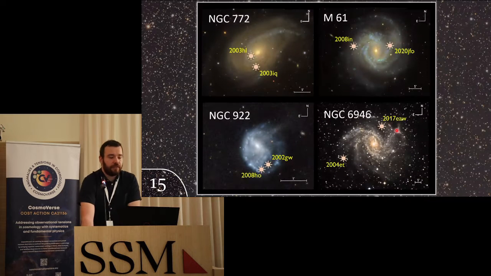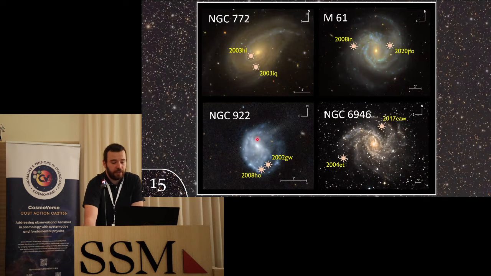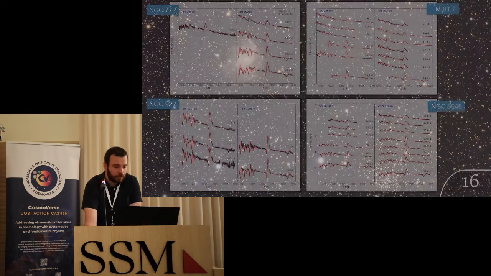We performed this test using a literature sample from 4 host galaxies. You can see here an image of the 4 host galaxies with 2 of the supernovae in each of them. These are all nearby host galaxies. This is not a cosmological sample. They are all very, very nearby to us, somewhere within 20 megaparsecs.